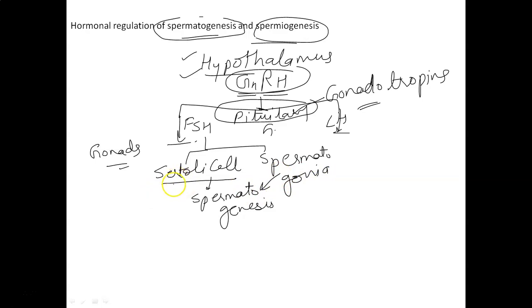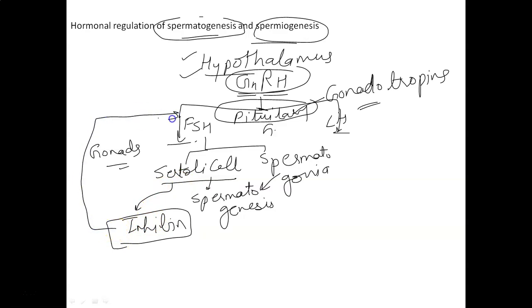And Sertoli cell also secretes inhibin. We have seen the functions of Sertoli cell: it secretes androgen binding protein, it provides nutrition, it stimulates spermatogonia for spermatogenesis, and it also provides inhibin. This inhibin has a negative effect on pituitary for secretion of FSH. In case the sperms are more in number and not required anymore, then inhibin is secreted, so that FSH will not be secreted. If FSH is not secreted, then spermatogenesis will be stopped.